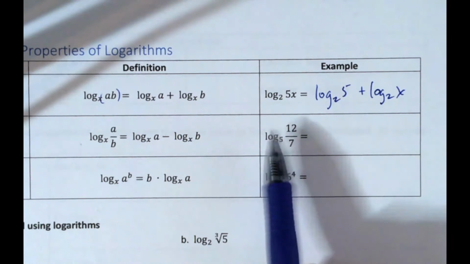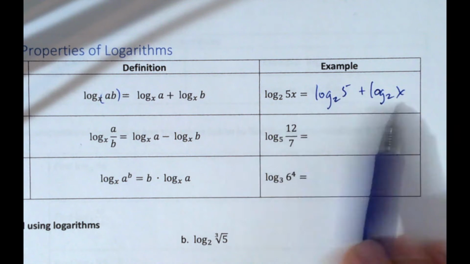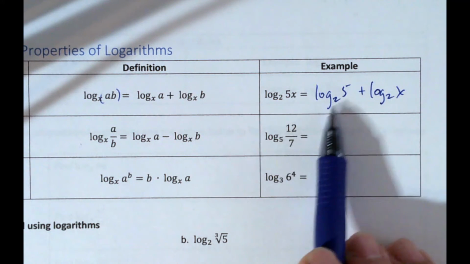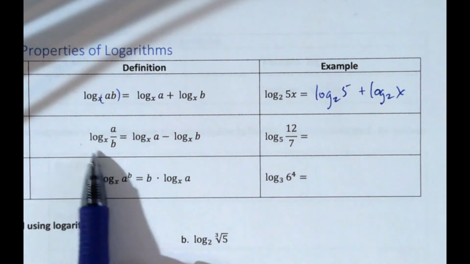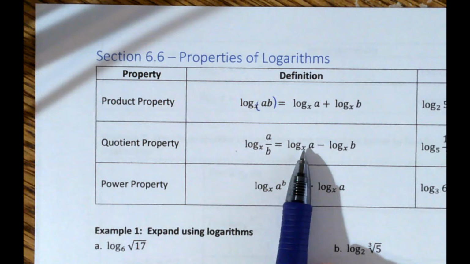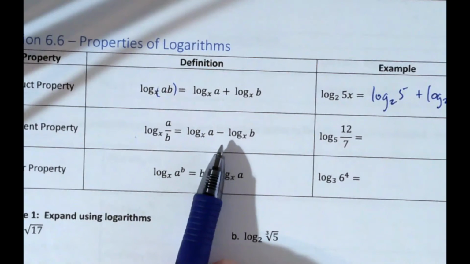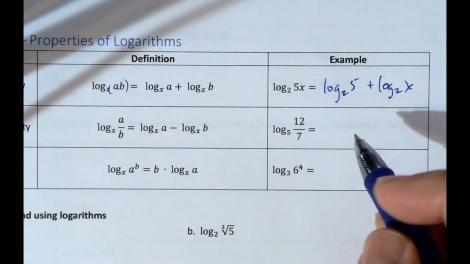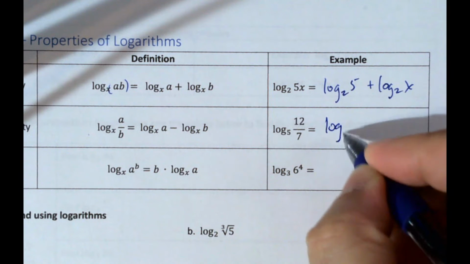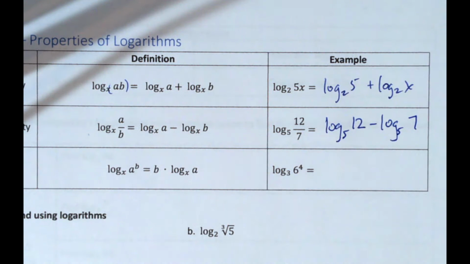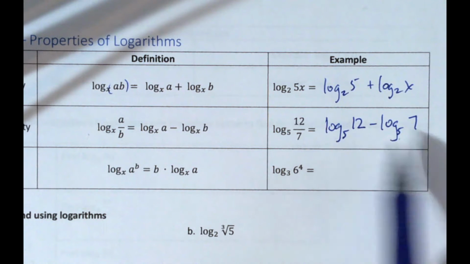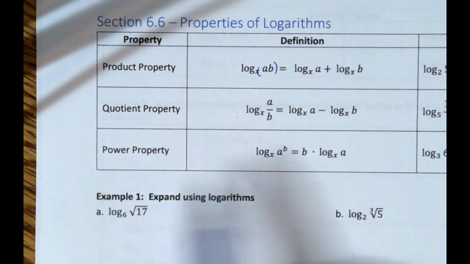So you have written log base 2 of 5x. And by the way, the base has no bearing on the property. The base has no effect on the property. So you just rewrite it as log 5 plus log x. Here's the quotient property: if you have a fraction or a quotient, you can write it as subtraction instead. So this log base 5 of 12 sevenths turns into log base 5 of 12 minus log base 5 of 7. Again, the base itself has no bearing on it. And every once in a while you see where I just don't even bother to write the base.